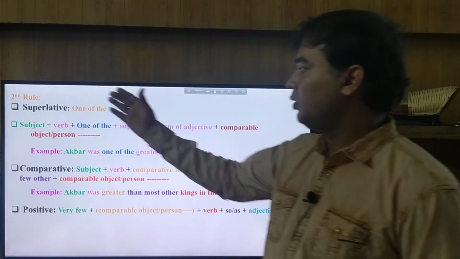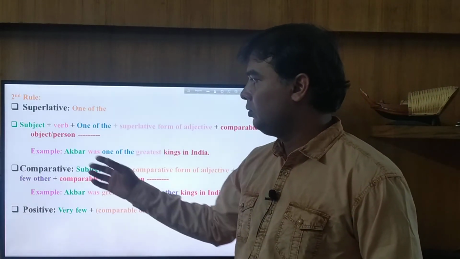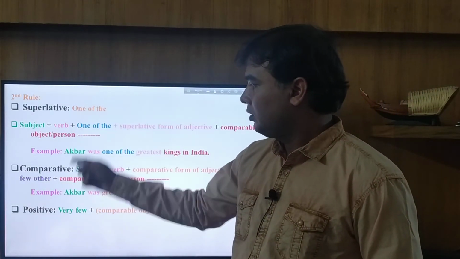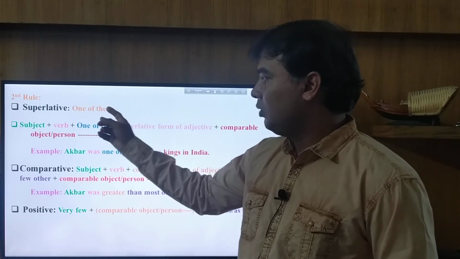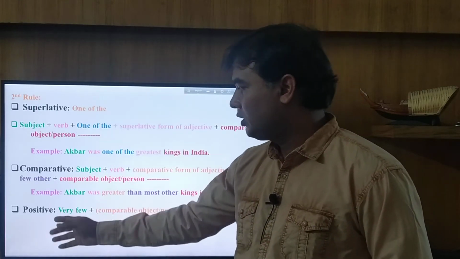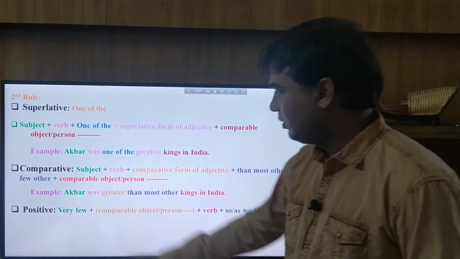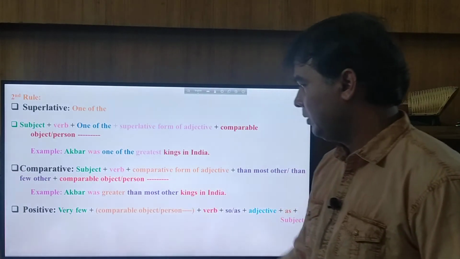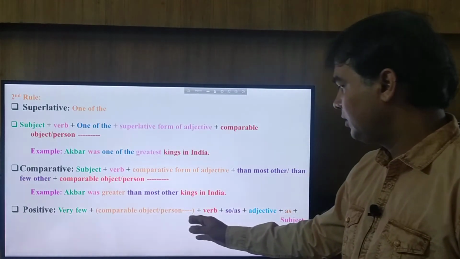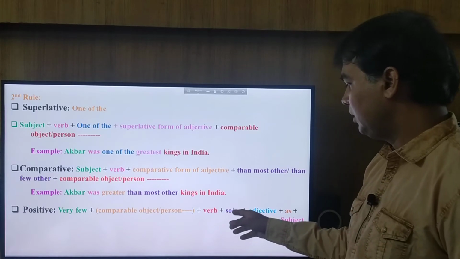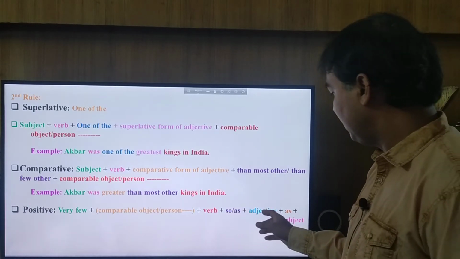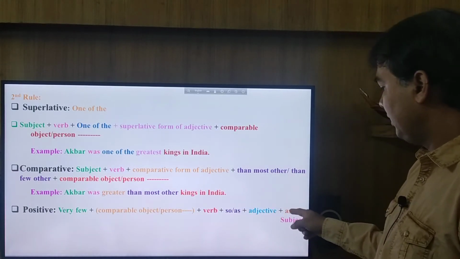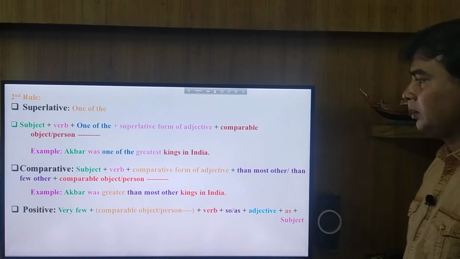Now positive form. If you want to convert a sentence from superlative to positive, then the basic structure would be: very few, then comparable object or person, then verb, then so or as, then adjective, then as, and then subject.